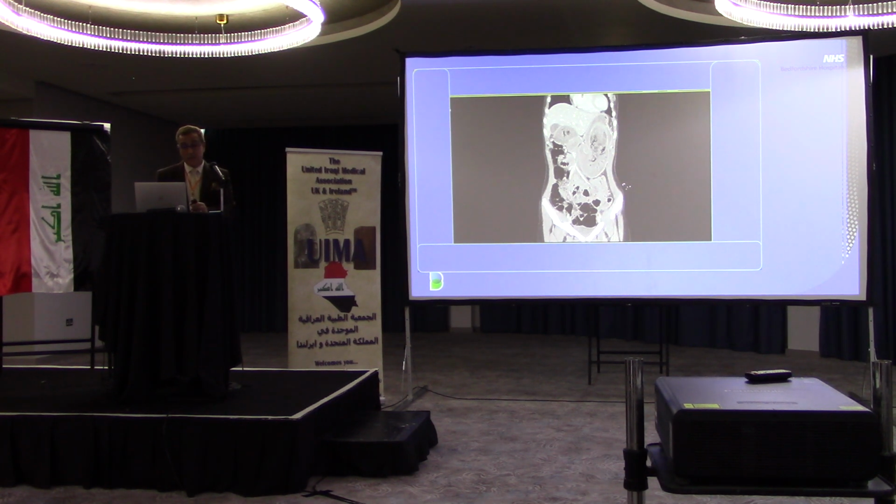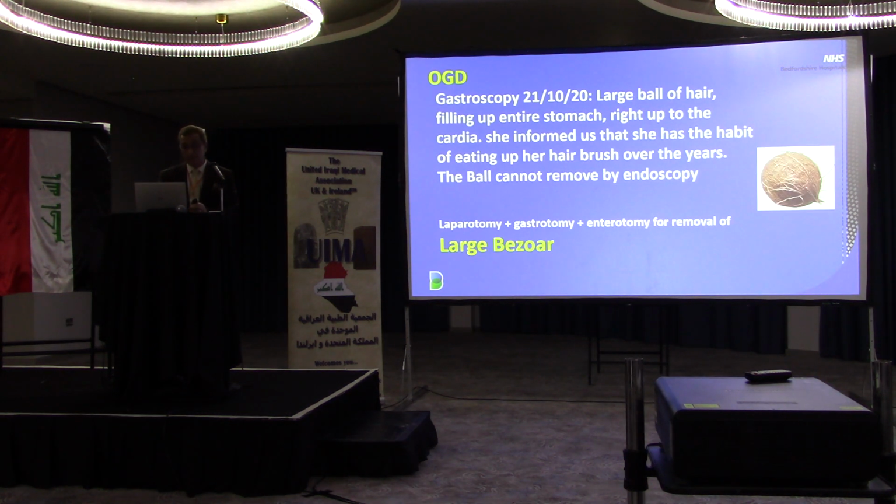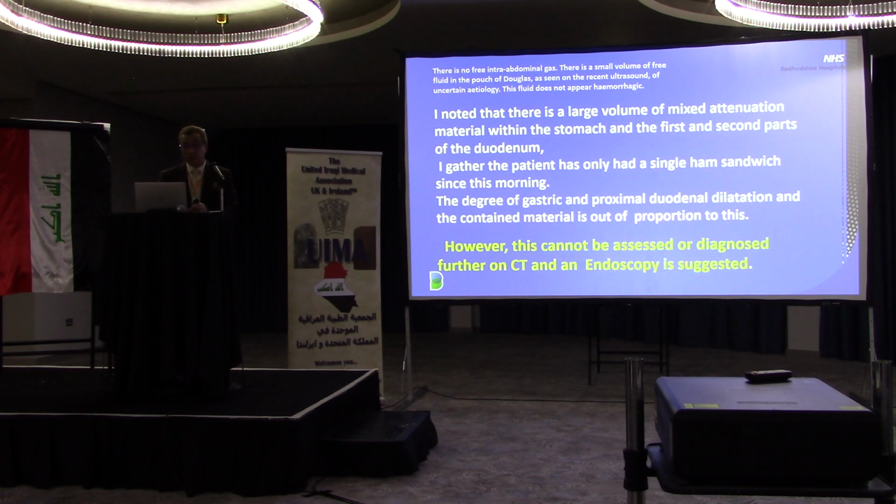There's some shadow here in the stomach. And the radiologist started to discuss with the patient, because when we convinced him, he wanted to discuss with the patient herself. There is a shadow in the stomach region, and the gas pattern is shifted to the other side. After discussion, he said, I noted there is a large volume of mixed attenuation material within the stomach and the first and second parts of the duodenum. She told him that she had only a small ham sandwich, which is not proportional to the fullness of the stomach. He said, I cannot go further. Please, can you ask for OGD?